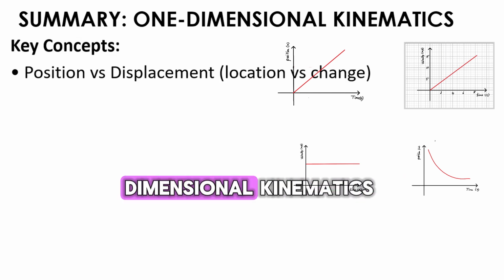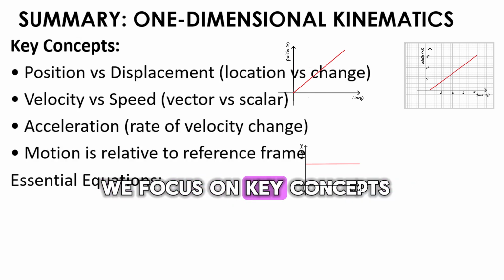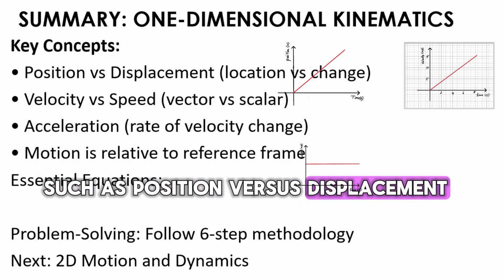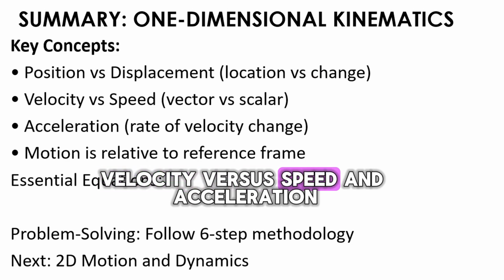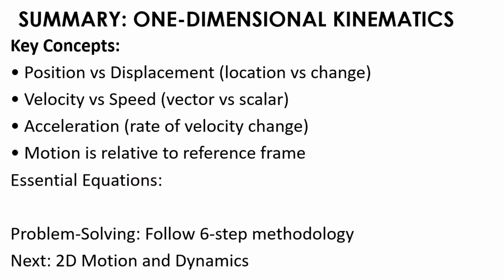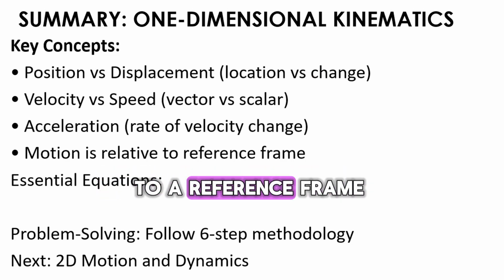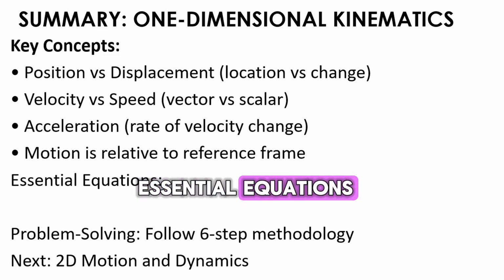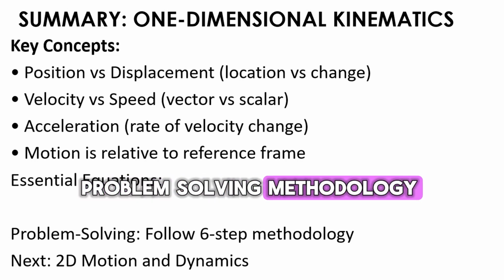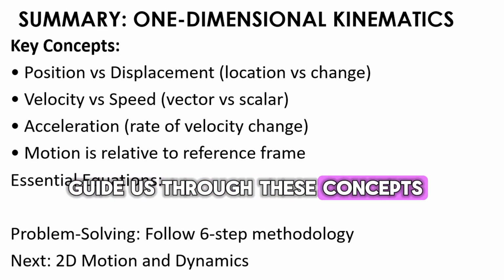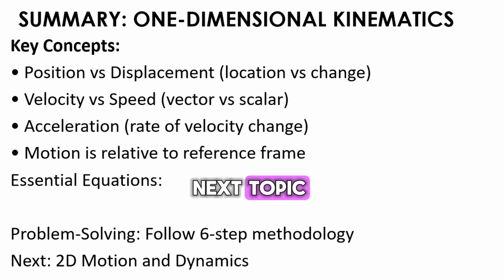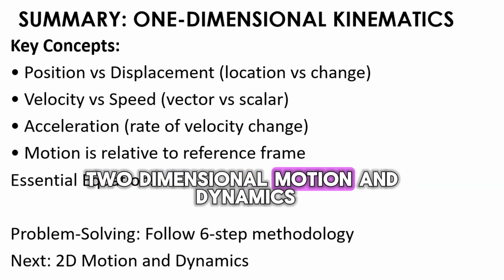To summarize one-dimensional kinematics, we focus on key concepts such as position versus displacement, velocity versus speed, and acceleration. Motion is always relative to a reference frame. Essential equations and a 6-step problem-solving methodology guide us through these concepts, preparing us for the next topic: two-dimensional motion and dynamics.